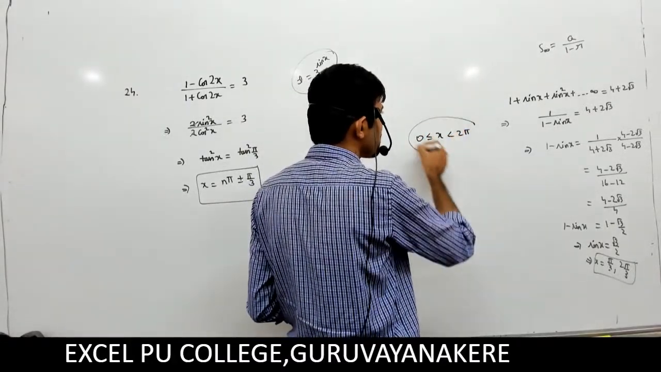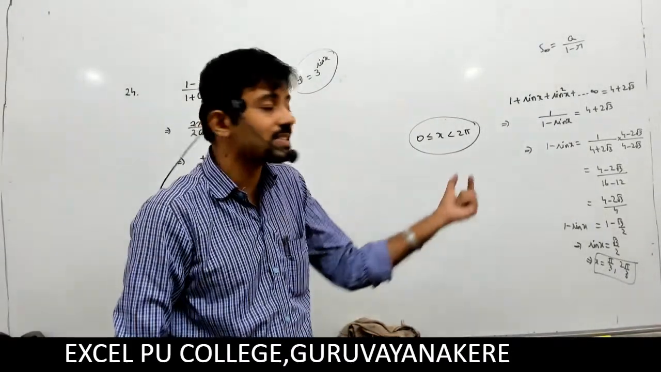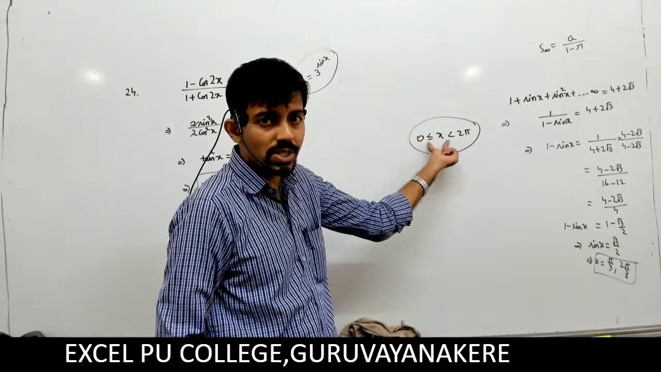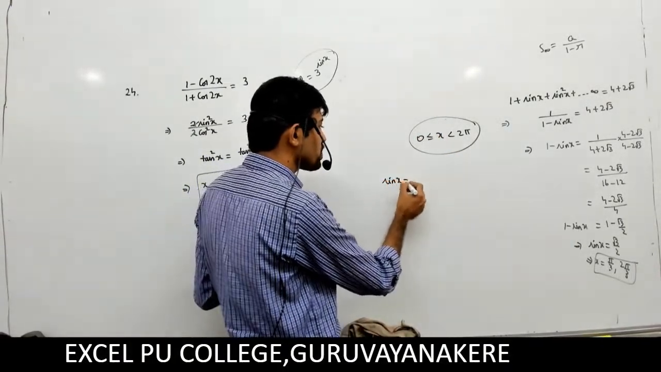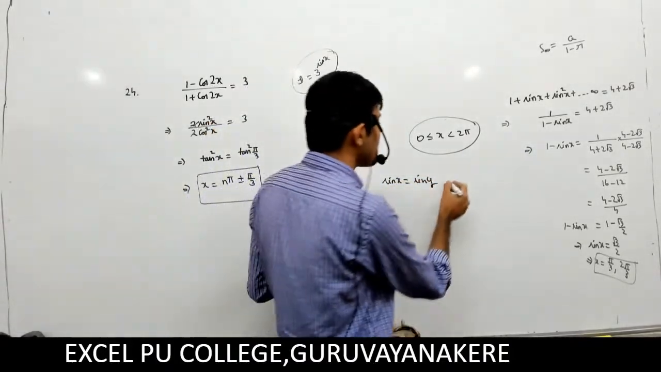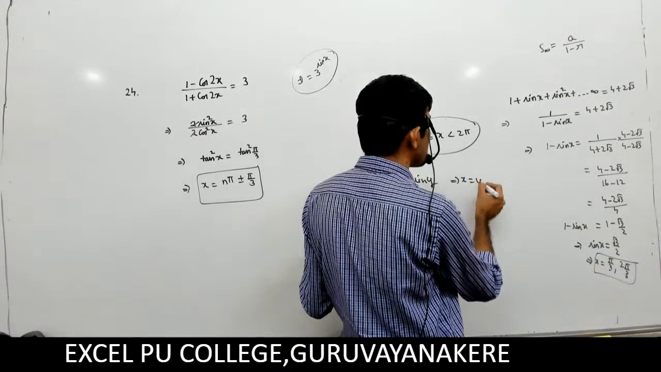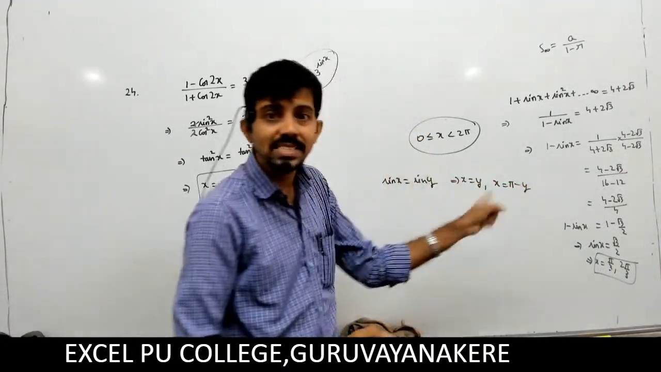Any value of x which lies in this interval, which satisfies the given trigonometric equation, is called the principal solution. To write the principal solution, we can make use of this: sin x equal to sin y. If the given equation takes this form, sin x equal to sin y, then either x equal to y or x equal to pi minus y. Remember this, because the sin function is positive in the first and second quadrant.